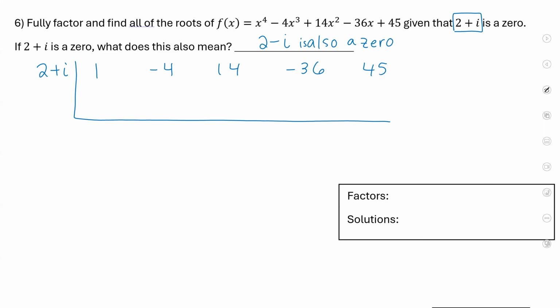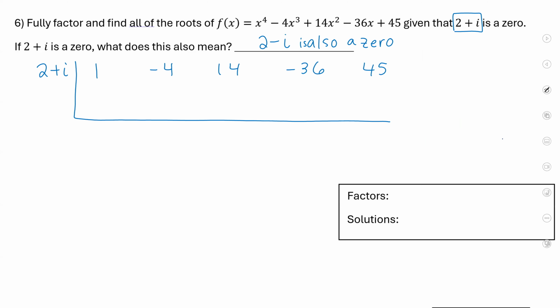You can do either one first. All right, we're going to bring down the 1. So we multiply. 2 times 1 is 2. 1 times i is i. You combine the real parts. So negative 4 plus 2 is negative 2. The imaginary part stays by itself.